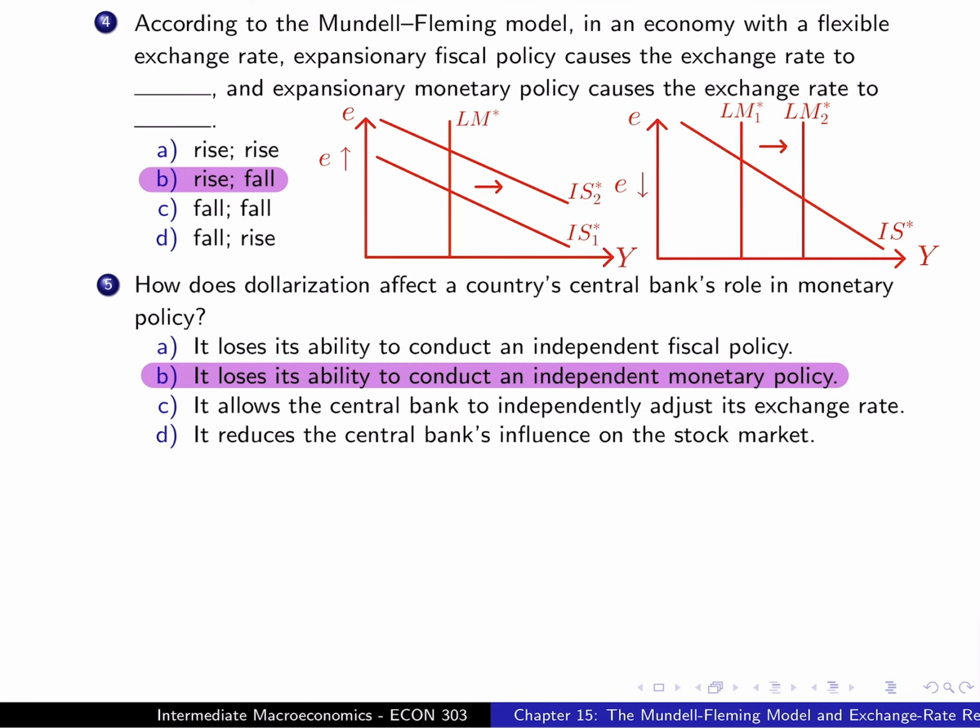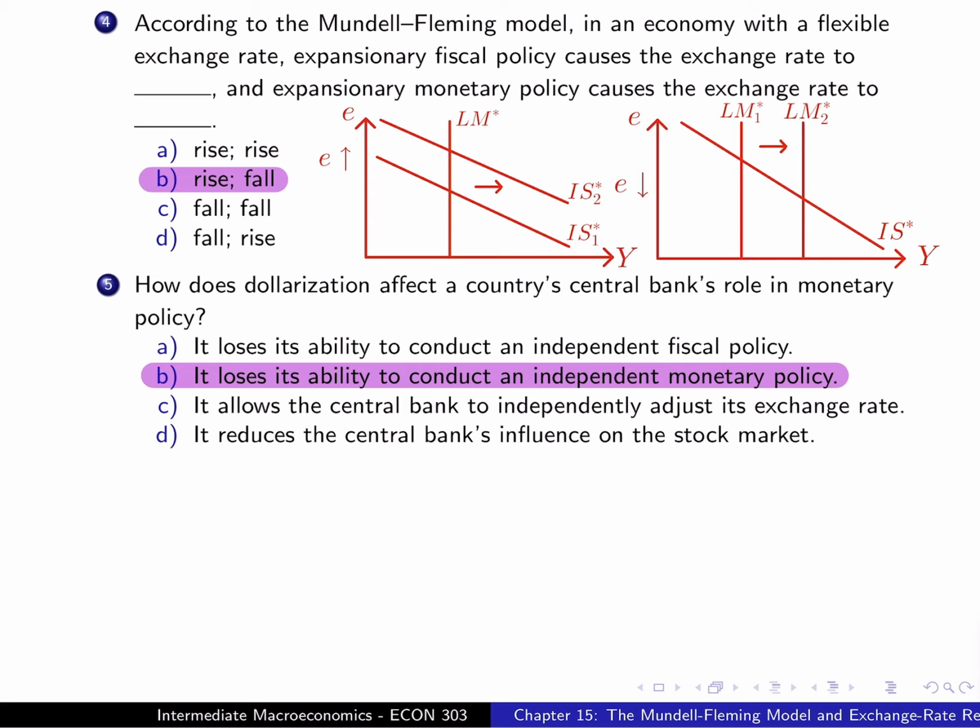Question number 4. According to the Mundell-Fleming model, in an economy with a flexible or floating exchange rate, expansionary fiscal policy causes the exchange rate to rise or appreciate. Expansionary monetary policy causes the exchange rate to fall or depreciate. The correct answer is B. Rise and fall.